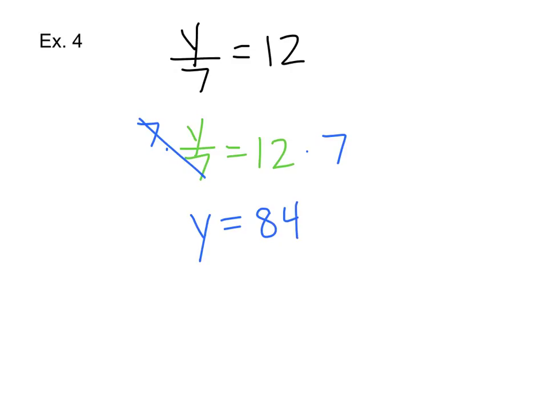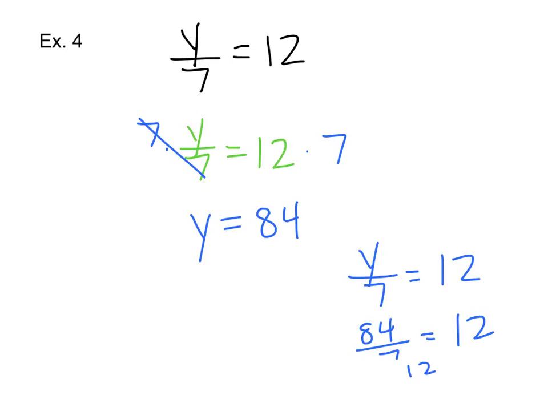So let's check this. Substituting in 84 for the y. And 84 divided by 7 is 12. That equals 12. So y equals 84 was correct.